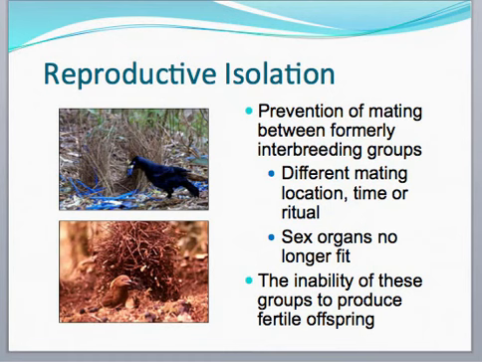Another way new species sometimes form is through reproductive isolation. This happens when organisms become so different that mating doesn't or can't occur anymore. Organisms can develop different mating rituals or have different mating times, or the sex organs have changed so much that they no longer fit. New species form that way.